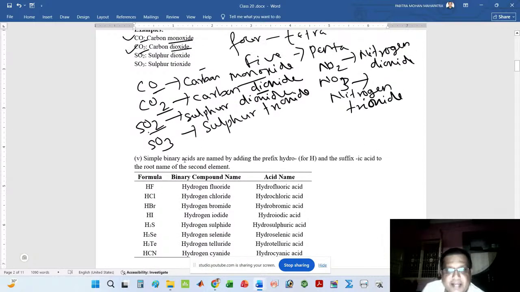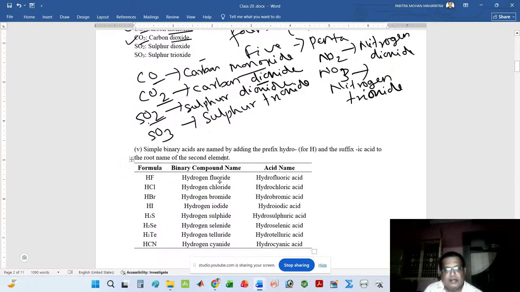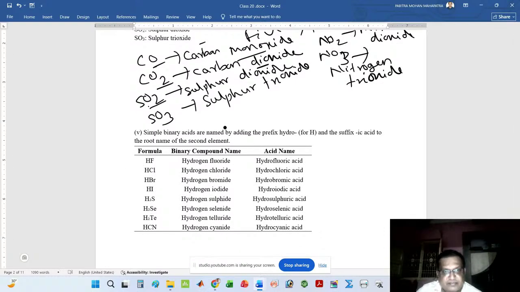Next, binary acids are named by adding the prefix hydro for hydrogen and the suffix ic to the root name of the second element. Look at HF. HF means hydrogen fluoride, the binary compound name. But the acid name of HF means aqueous solution of HF. This is the difference. HF means hydrogen fluoride, but aqueous HF is said to be hydrofluoric acid.